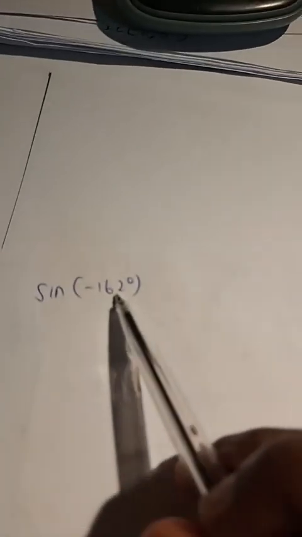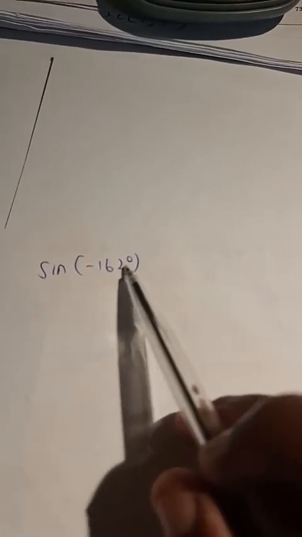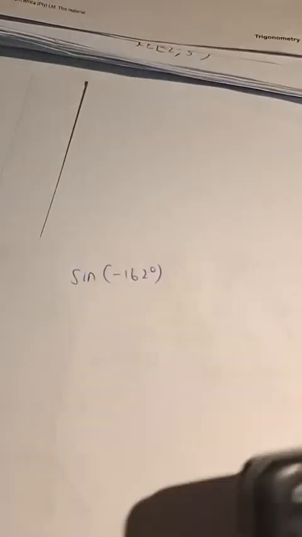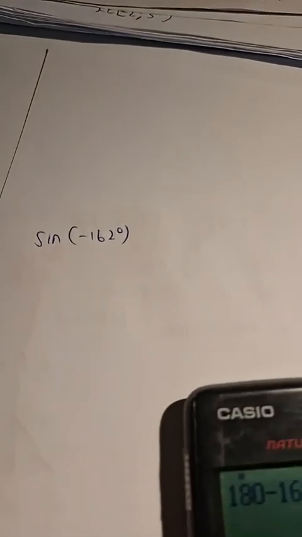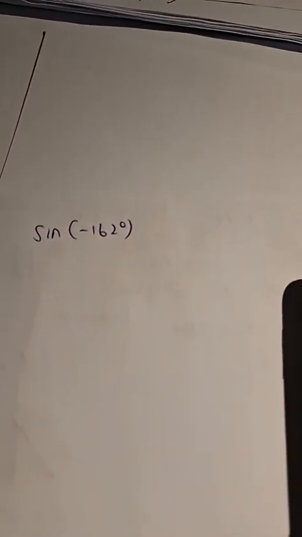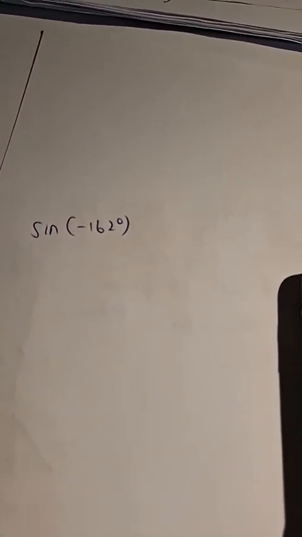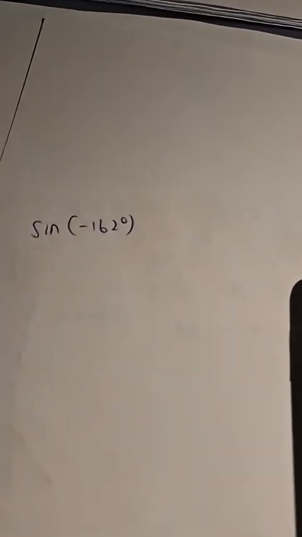Number 2, sine of negative 162. Do you guys remember what kind of angle this is? It is a negative angle. So what do we do to negative angles? Anyone tell me in the comment section, what do we do to negative angles? Because if it's a negative angle, an angle less than 0, we need to do something to them before we can actually apply our function value.